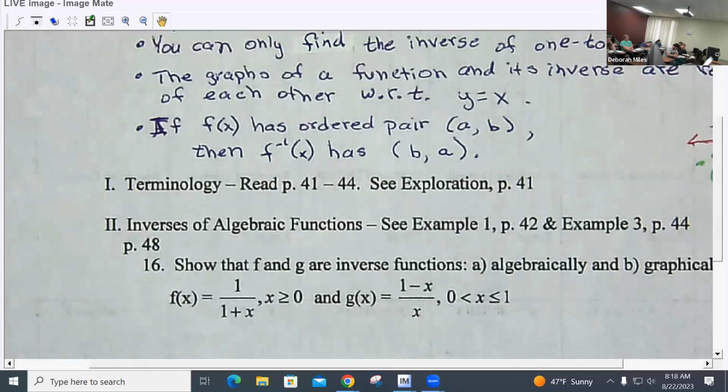And that's how I actually graph inverse functions, because I can't flip things diagonally in my head. I have to take a few ordered pairs from the function and reverse them, plot those ordered pairs, and then I can see how to connect them to make it be the reflection of the original function with respect to y equals x. All right, that's some good things to remember about inverse functions.